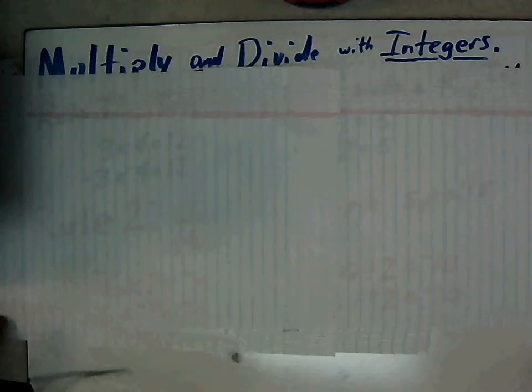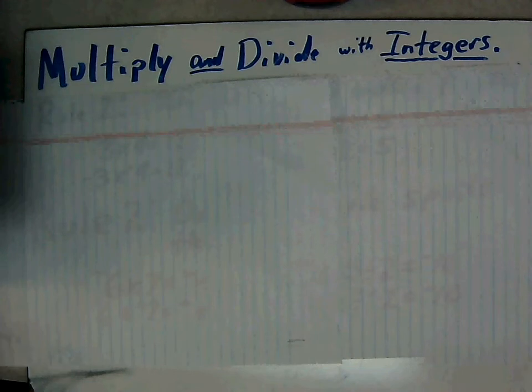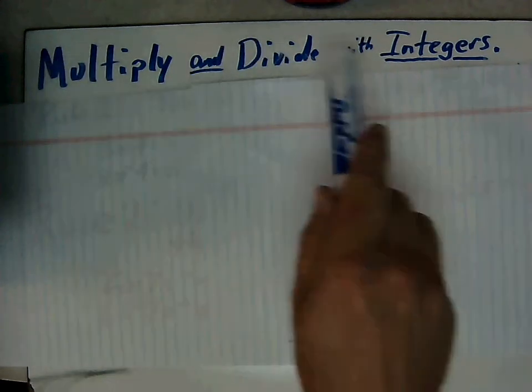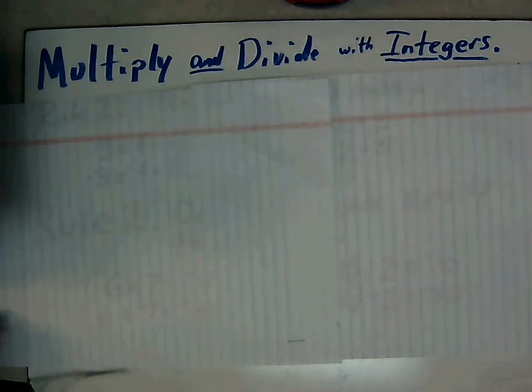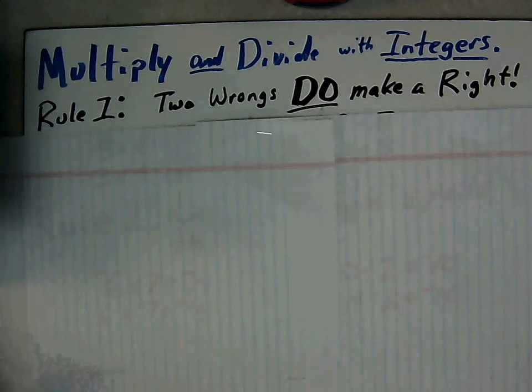So, for tonight's video, we are going to be talking about how to multiply and divide integers. So that's positive and negative whole numbers. Okay? So, there's two easy rules to remember.